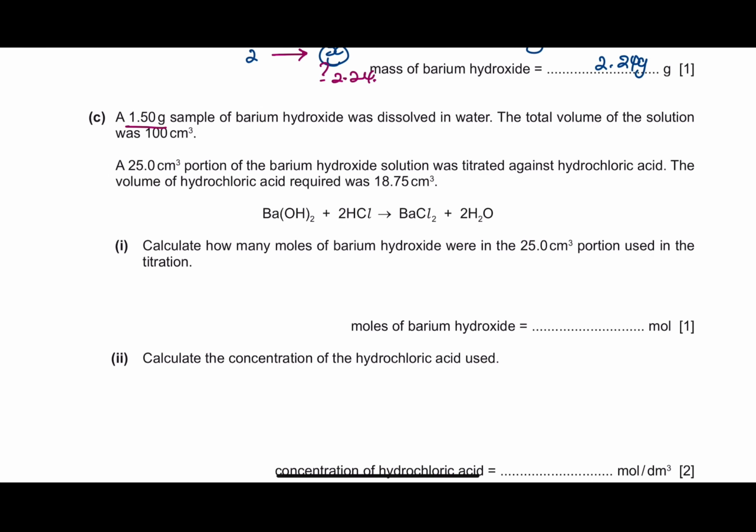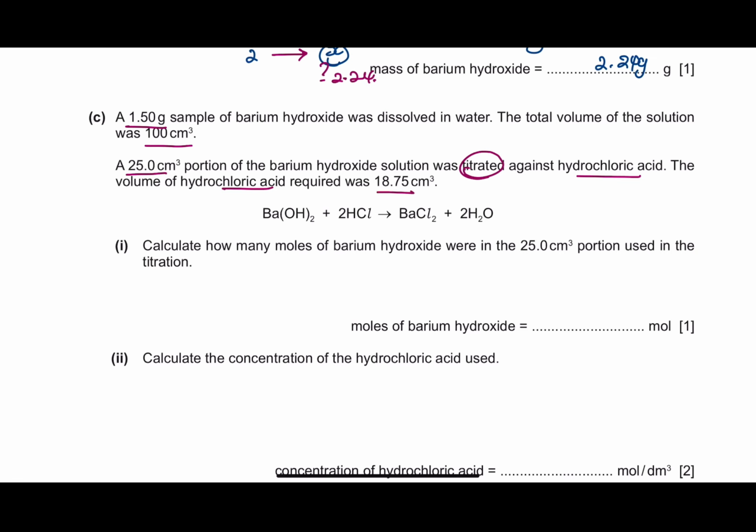Now question C. A 1.5 gram sample of barium hydroxide was dissolved in water. The total volume of the solution was 100 centimeter cube. So they're saying that a 25 centimeter cube portion of the barium hydroxide solution was titrated against HCl. The volume of HCl required was 18.75 centimeter cube.